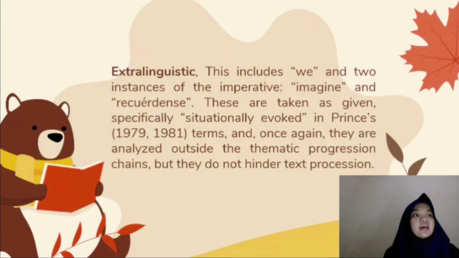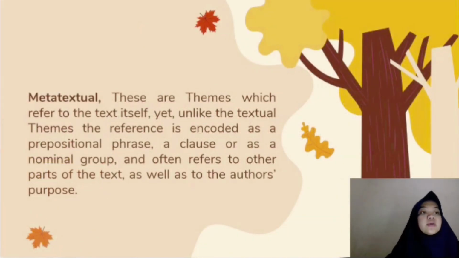Next is extralinguistic. This includes we and two instances of the imperative, imagine and recall. These are taken as given, specifically institutional epoch, in Prince's 1979-1981 terms, and once again they are analyzed outside the thematic progression chains, but they do not hinder text processing. Last is metatextual. These are themes which refer to the text itself. Unlike the textual theme, the reference is encoded as a prepositional phrase, a clause, or a nominal group, and often refers to other parts of the text, as well as to the author's purpose.